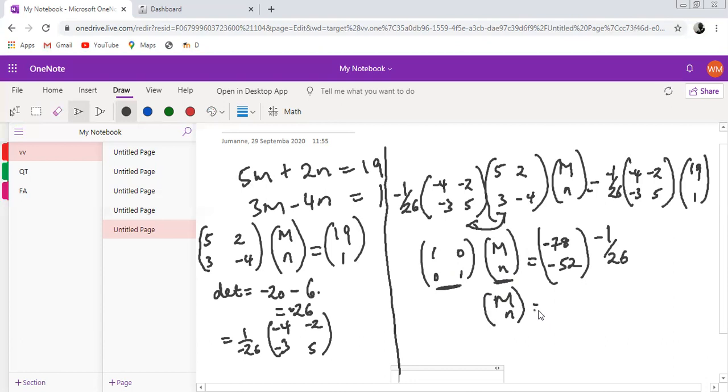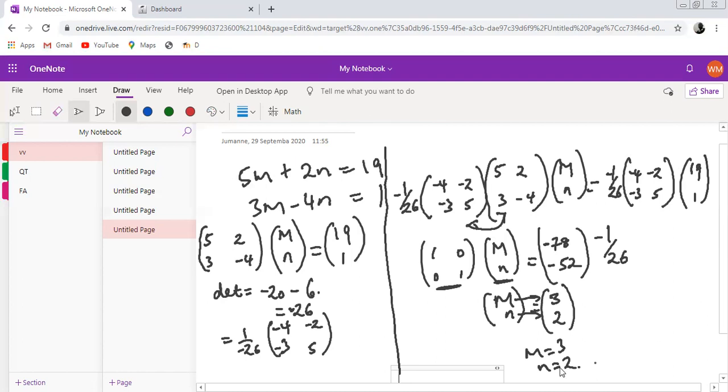And now it should be equal to, if we open the bracket, let me work out negative 78 times negative 26. You find that it's going to give you positive 3, and this one is going to give you positive 2. So in short, m is equal to 3 and n is equal to 2, you just equate directly. And actually that is the solution to that particular matrix.